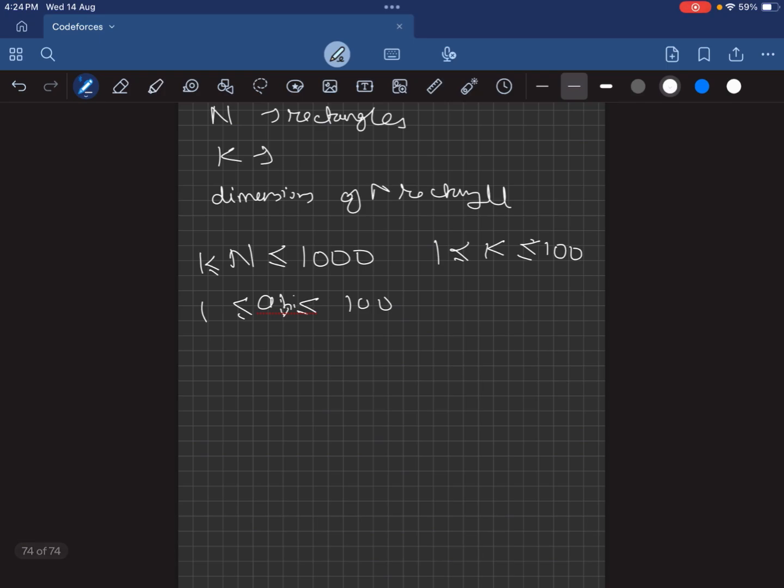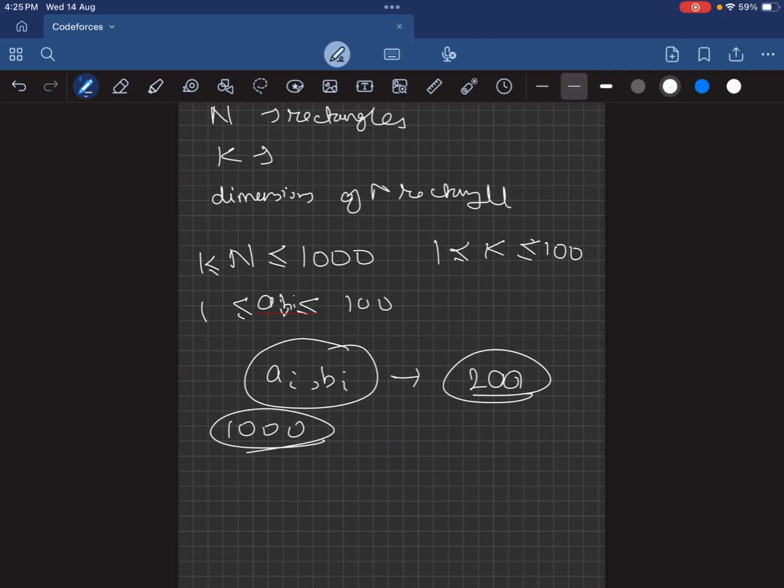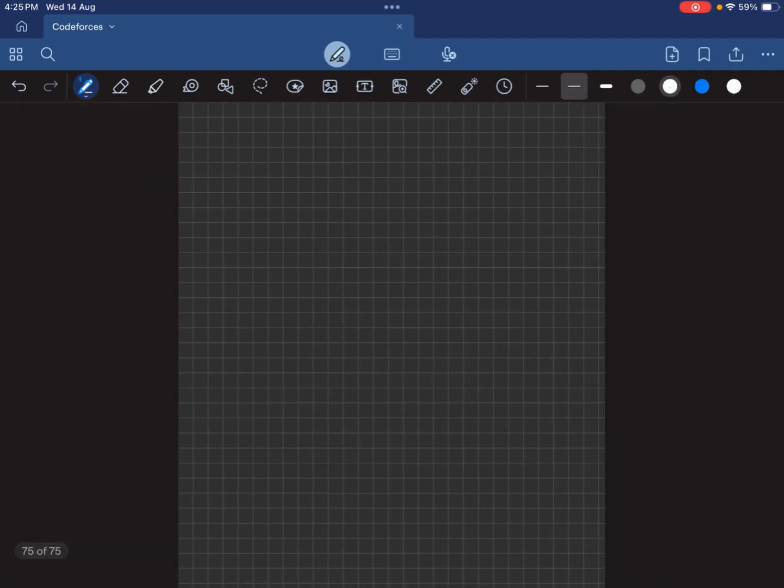So if we are given a rectangle ai and bi, what is the maximum score that we can get from this rectangle? The maximum score that we can get is 200 from a given rectangle. Okay. And we have 1000 rectangles. So we'll use dynamic programming in the following manner. Initially, for every ith rectangle, we'll compute the following thing.